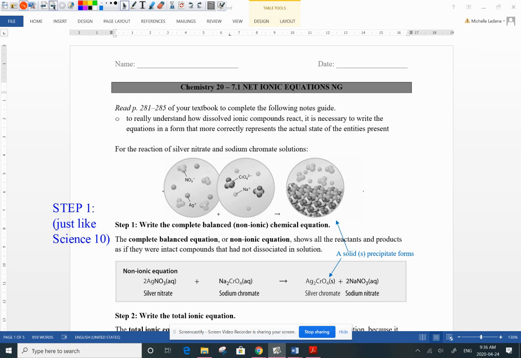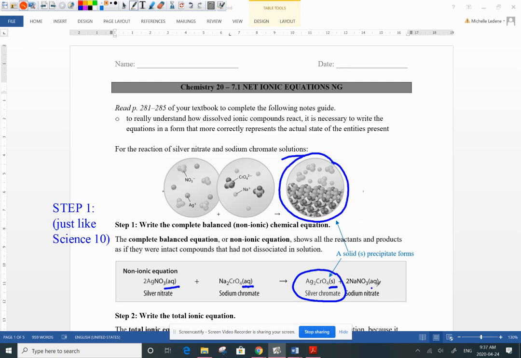So step one, and this is just like Science 10. This is nothing new. You're just writing a balanced chemical equation. And in this case, it is a double replacement. We've got the compound silver nitrate and the compound sodium chromate, and we get this precipitate. When you check your solubility table, we know this one is aqueous because we're told it's a solution. We know this one is aqueous. But when you're forming the products, you have to check your solubility table and you'll see, oh wow, this one is a solid. This is a precipitate. So that's explaining this white cloudy stuff that we see up here.